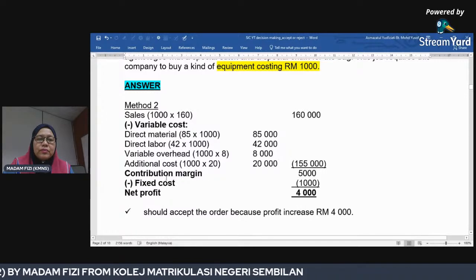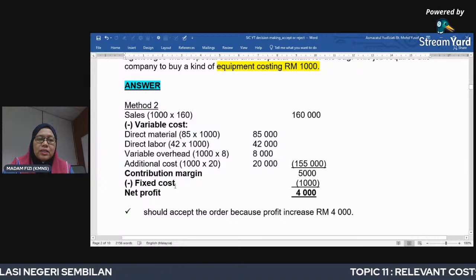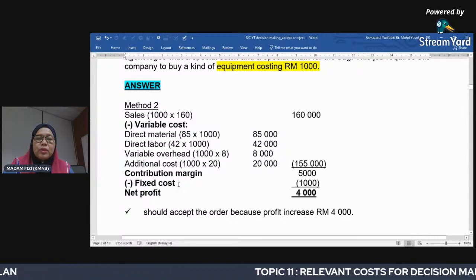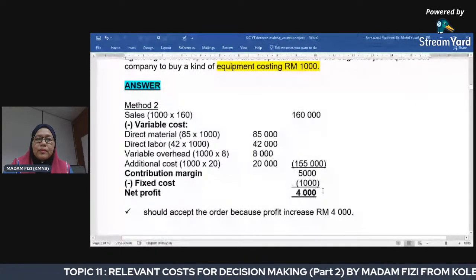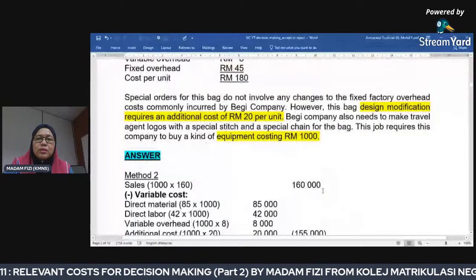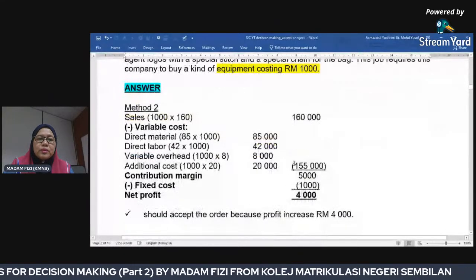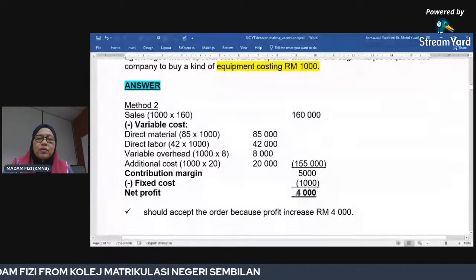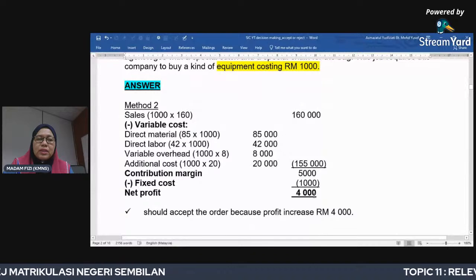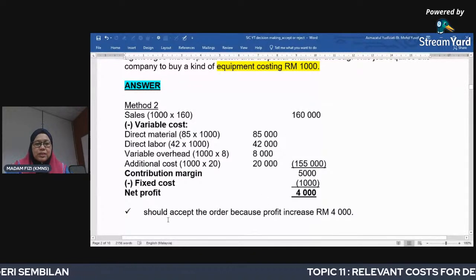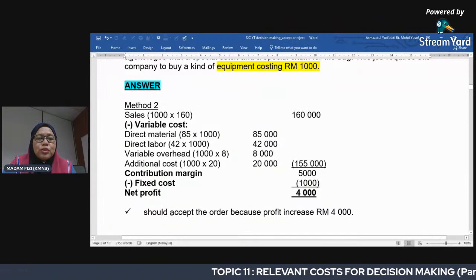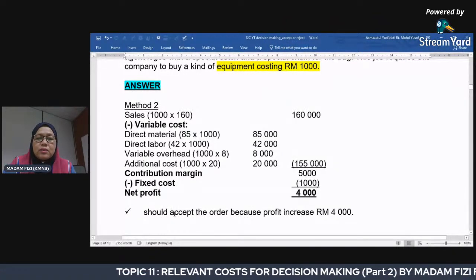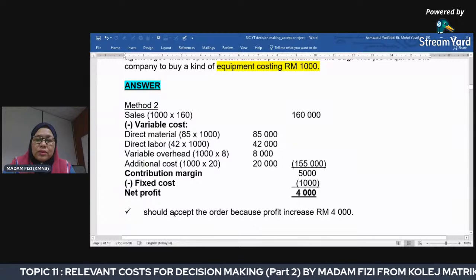And then another one is the fixed cost. Just now we also mentioned, fixed cost dekat sini dah jadi relevant cost, so you have to include in the conclusion. That is the 1,000. Apa tadi? The equipment costing. Yeah. So contribution margin minus the fixed cost, then you get 4,000 ringgit for the net profit. So what is the decision? The company should accept the order because the profit increased 4,000 ringgit.